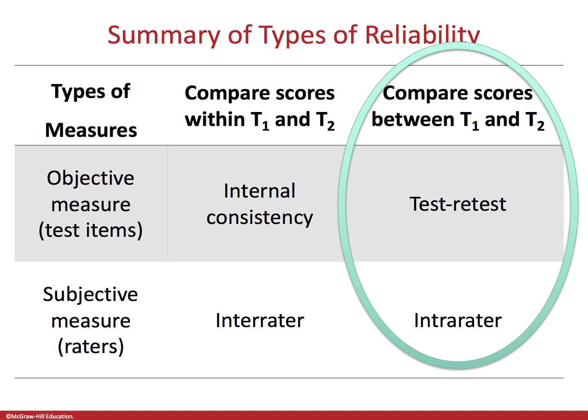For subjective tests, we look for the consistency of the observer or rater, hoping that you will have inter-rater reliability, which is consistency between multiple raters, as well as intra-rater reliability, which is consistency between the same rater at different times.